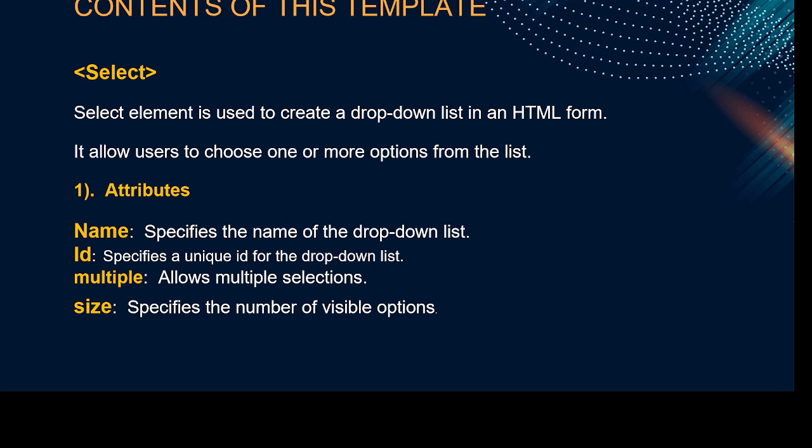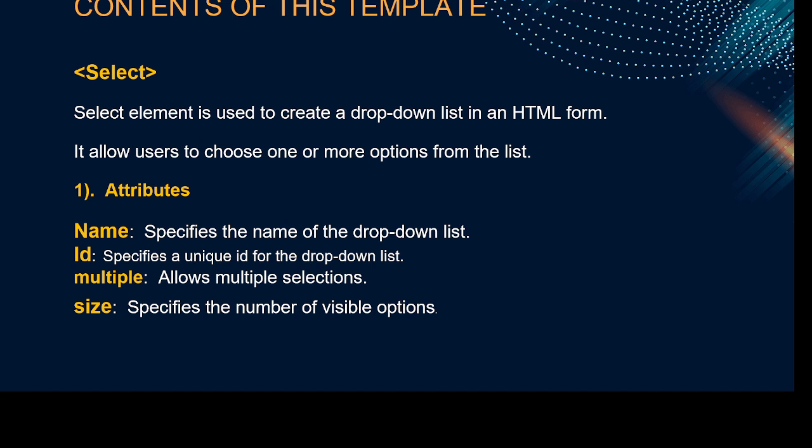It has attributes, and its attributes include name, ID, multiple, and size. These are regularly used inside the select tag. The name specifies the name of the drop-down list, because we want to use this select to go to the backend and understand what is going on. When you choose one of the multiple choices and submit your form, it goes to the backend, or for example to the API server, and you understand it by its name.